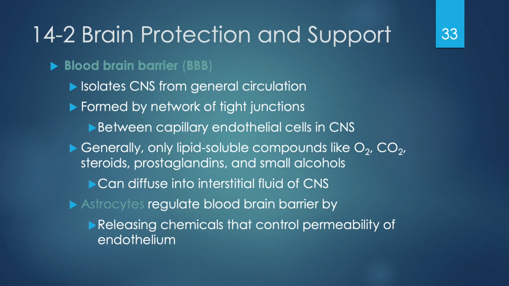The blood-brain barrier is an invaluable structure in that it's going to separate the central nervous system from the general circulation and keep it safe. It is formed by a network of tight junctions between the capillary endothelial cells in the central nervous system. Typically, only lipid-soluble compounds like oxygen, carbon dioxide, steroids, prostaglandins, and even small alcohols are able to pass and diffuse into the interstitial fluid of the central nervous system. But astrocytes are there to regulate the blood-brain barrier, to allow some things to pass and others not to. Ultimately, astrocytes release various chemicals that control the permeability of the endothelium.